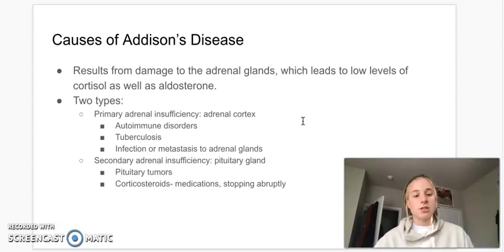Secondary adrenal insufficiency, this is an insufficiency in the pituitary gland releasing that ACTH. So common causes of this are pituitary tumors and corticosteroids. These are medications used to treat Addison's disease, and stopping them abruptly can cause symptoms and low cortisol levels.